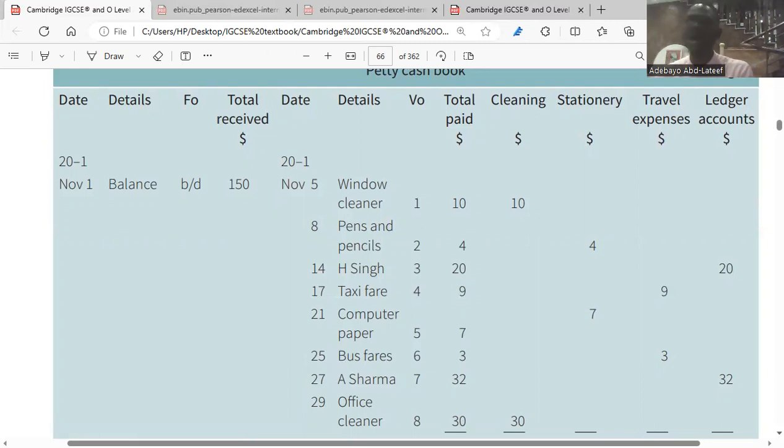They are not items. They are people, so they need to have an account. Do you understand? Yes, okay. So H sign is the name of maybe a customer.